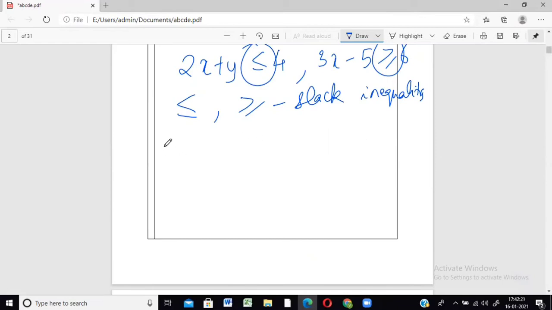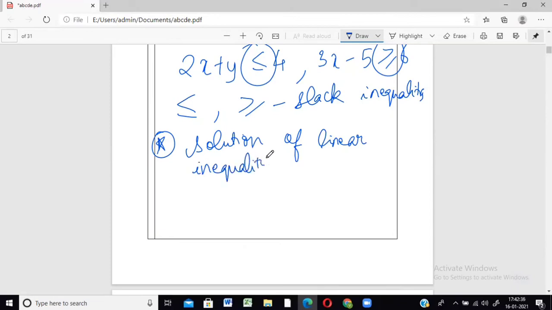Now let us come to a new topic. I mean, it's continued but slightly new. Solution of linear inequality. What do you mean by solution of a linear inequality? Now, suppose we have a statement like this: 3x is equal to 6. Now, this is a very small statement. We can always find out the value of x.